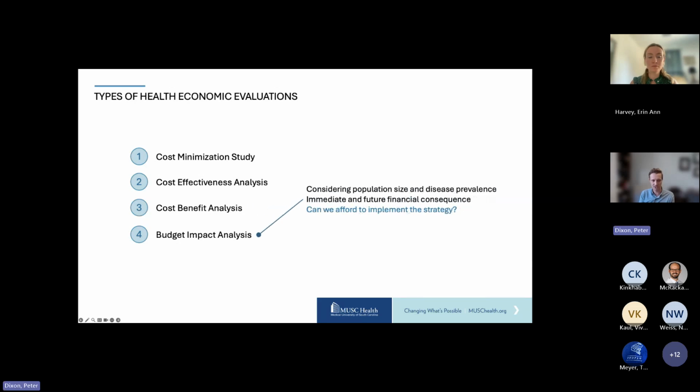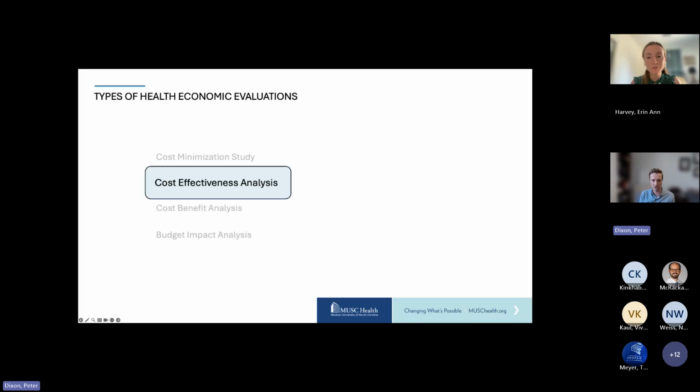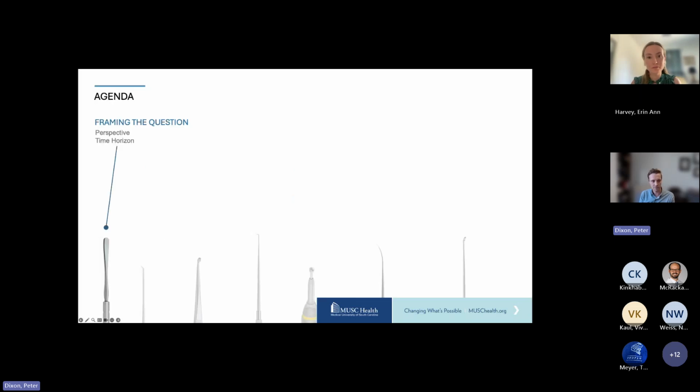And lastly, there are budget impact analyses, and this is really just trying to determine if we implement the strategy that we think is best and most effective, can we actually afford to do that? Just considering the population size, the disease prevalence, and the budget available, is it a feasible solution to implement in terms of coverage? This talk is focused pretty much exclusively on cost effectiveness analysis and not any of those other things.